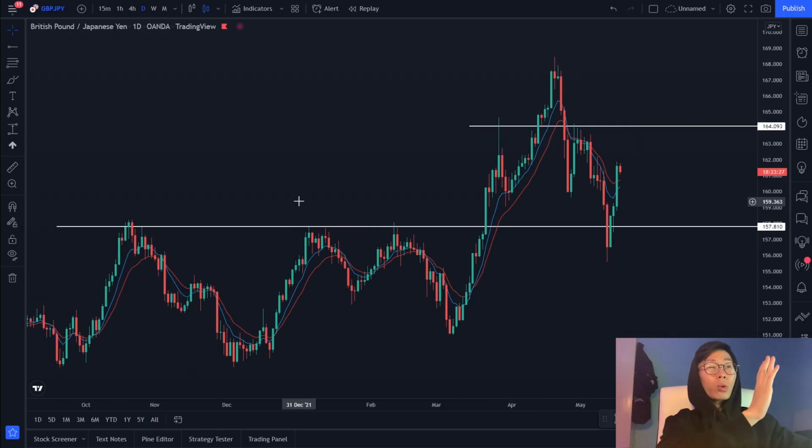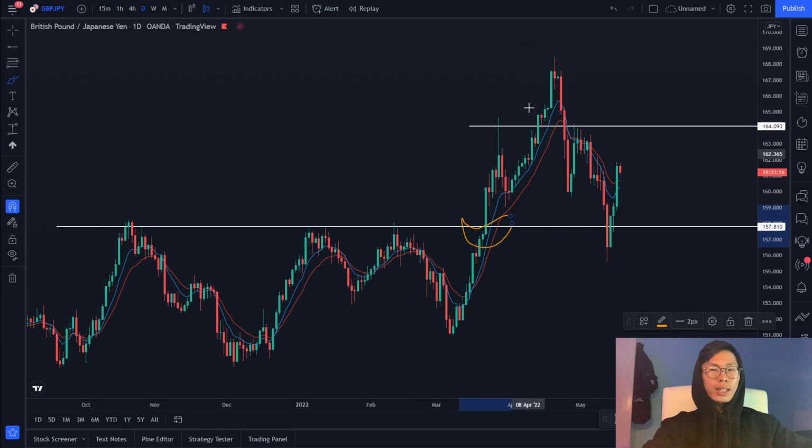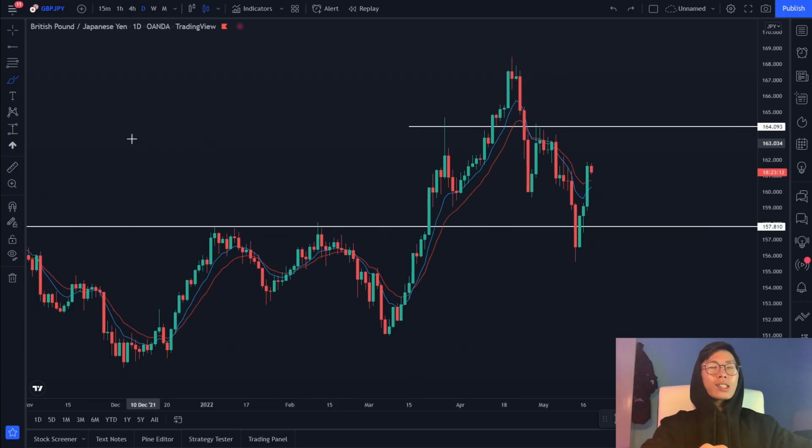So once you have drawn the resistance areas, you can see how GBPJPY has recently broke through this major resistance level, and you can see it did not really retest it. So that's why you guys need to be careful. Sometimes price doesn't have to retest the level, it can just go all the way up and then maybe make minor retracements and still continue going up. So yeah, the retest strategy does not always work, guys.